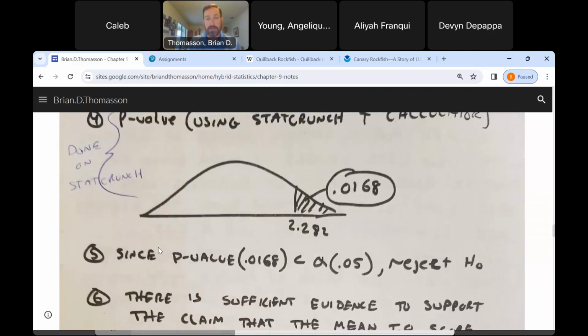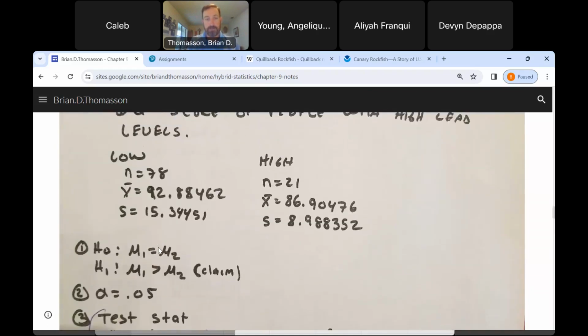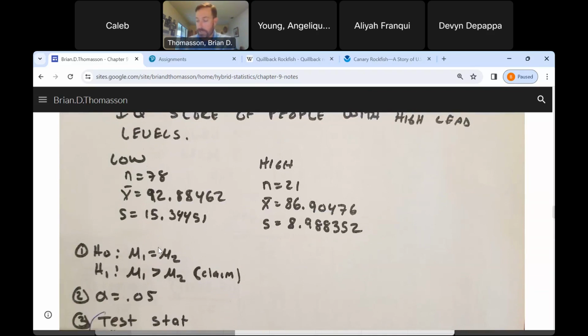All right, now I'm going to have to write down all these numbers here. I'm going to show you how to do this on StatCrunch.